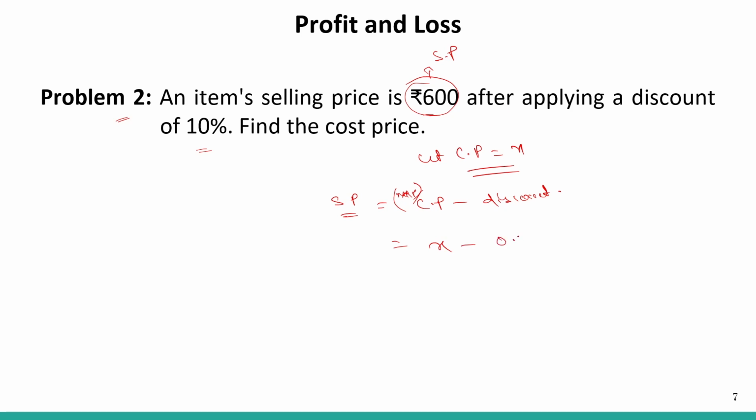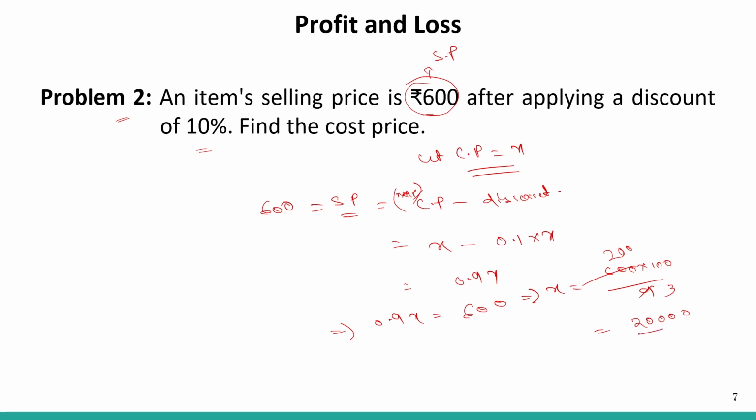So discount is how much? 10%. So this is 0.1 into X. Discount amount will be this much. So this is nothing but 0.9X, right? So this implies that 0.9X is equal to selling price, that is equal to 600. So this implies that X is equal to 600 into 100 by 90, right? So this will be 200 by 3 and 200 by 3 into 100, so this will be equal to 20,000 by 3.